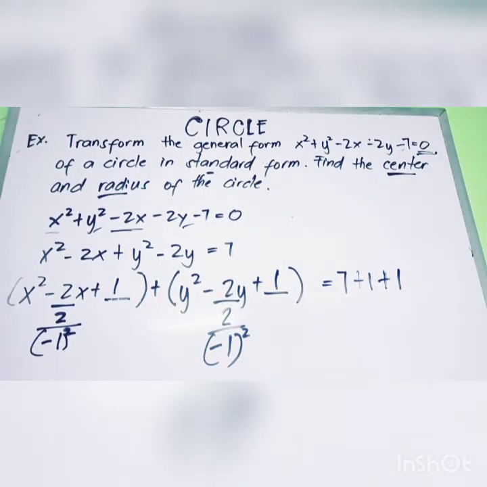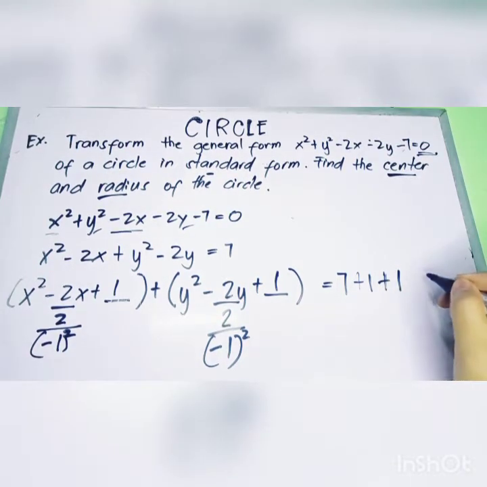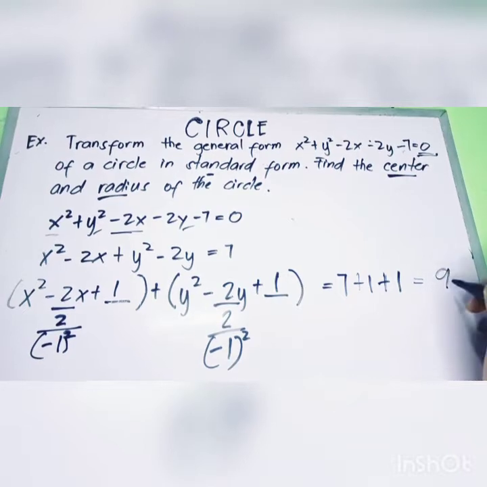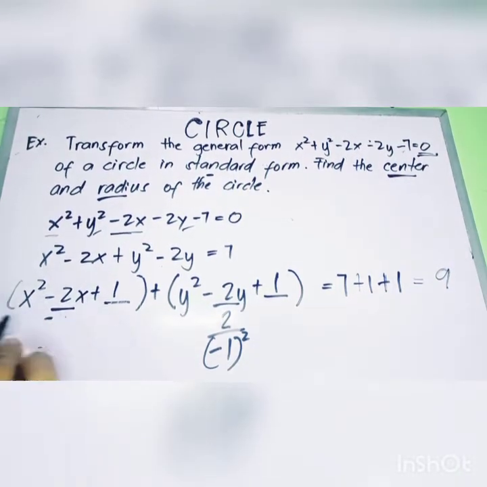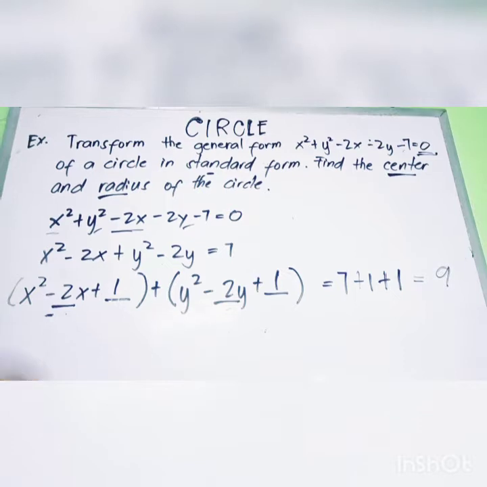Okay, so after this one, simplify natin. So 7 plus 1 plus 1 is equals to 9. Okay? After, erase natin to. Okay, after this one, we have to proceed to the standard form.